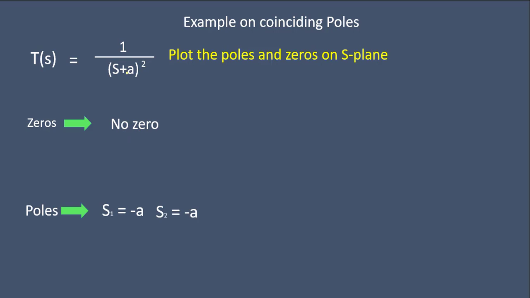And if you put (S plus A) whole bracket square is equal to 0, you will get one pole at S is equal to minus A and the second pole again at S is equal to minus A. So we have repetitive poles, or the poles which occur at the same location.